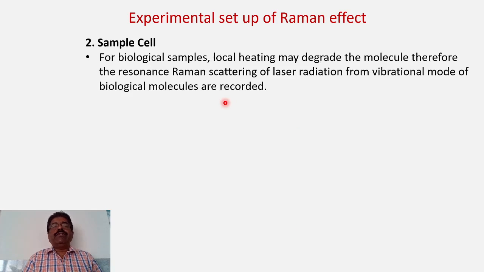Then suppose you have biological samples. You know that biological samples are also very delicate, they are very sensitive. So local heating because of incident radiation may degrade the molecule. Therefore, the kind of spectra recorded is different here. Resonance Raman scattering of laser radiation from vibrational modes of biological molecules is specifically recorded if the sample is biological. Okay, so this is all about the requirements of the kind of source and the type of sample cell required.